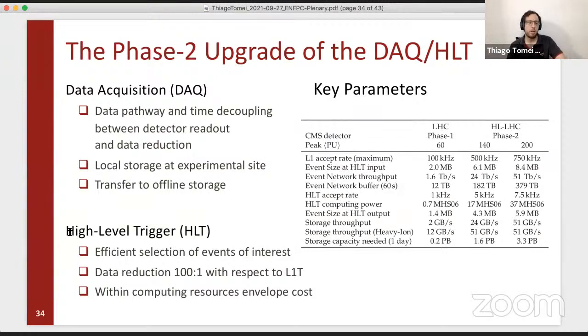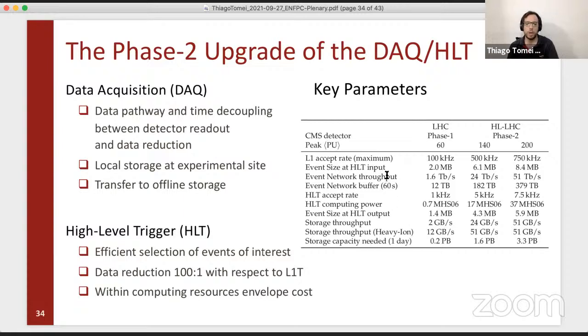The physics part of it, in a sense, is the so-called high-level trigger, where we do the selection of the events of interest, and we are aiming again for a reduction of 100 to 1 with respect to the level 1, which is harder, right? Because the level 1 is smarter now. So it's harder to do this reduction. And of course, we have to do this within an envelope of the computer resources that are available.